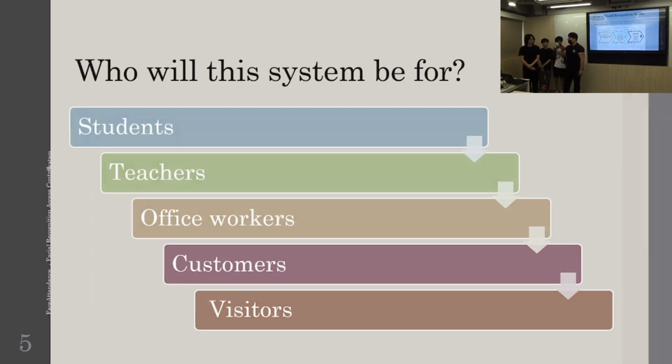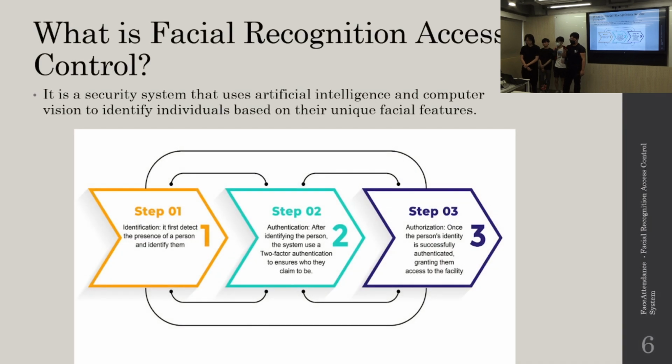So what is facial recognition access control? It's a security system that uses artificial intelligence and computer vision to identify individuals based on their unique facial features. First, it detects the person's presence and identifies them. After identification, it uses two-factor authentication to ensure who they are. Once the person is successfully authenticated, it grants them access. Now I'm going to hand the next section to my teammates.